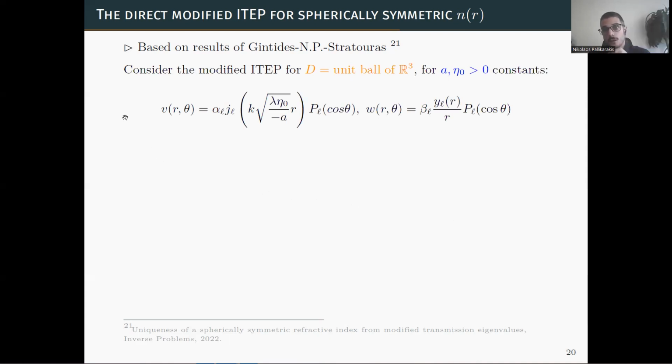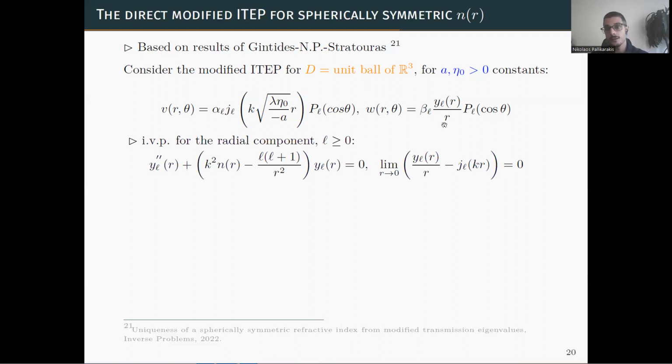And again, since we are restricted to the unit ball of R3, we can use separation of variables, again, represent the solutions as infinite series of spherical harmonics, and assuming azimuthal symmetry, our eigenfunctions have the following forms, where here j_l again are the Bessel functions, P_l are still the Legendre polynomials, and here one can see that in the argument of the Bessel function, this lambda appears in this square root. So we have to study also the sign of this quantity here.